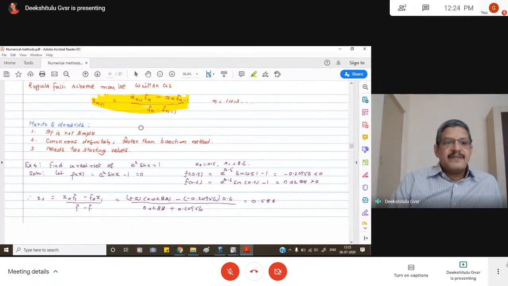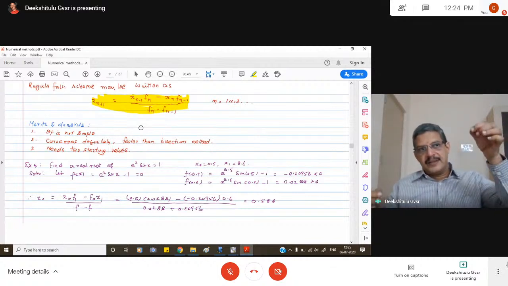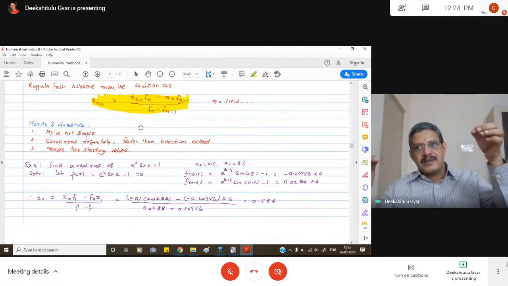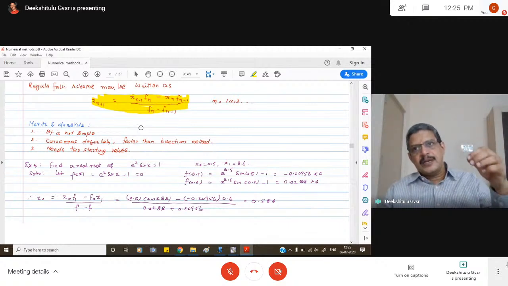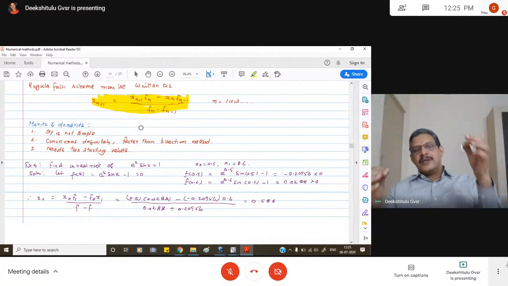It also converges definitely. Why? We are always using the mean value property, the intermediate value property. When the function has opposite signs at the end points, it must have a root in between a and b. So sooner or later, convergence is assured.